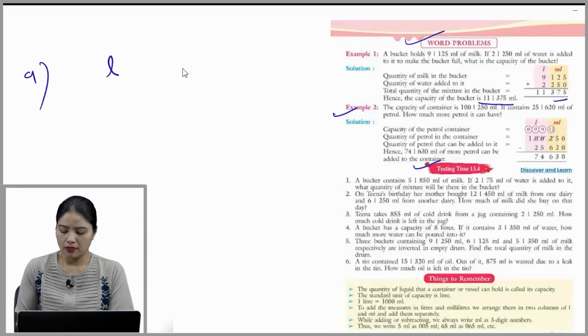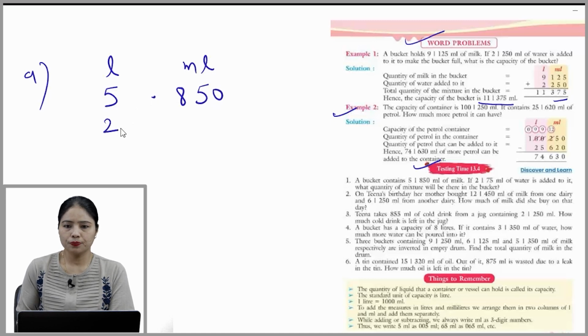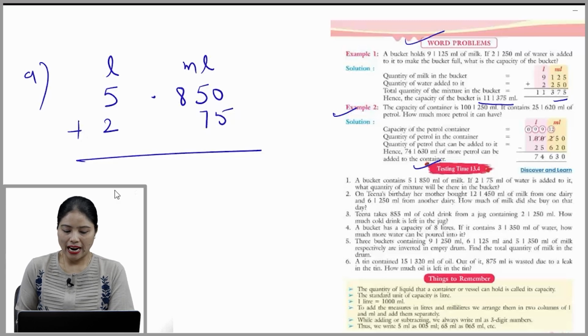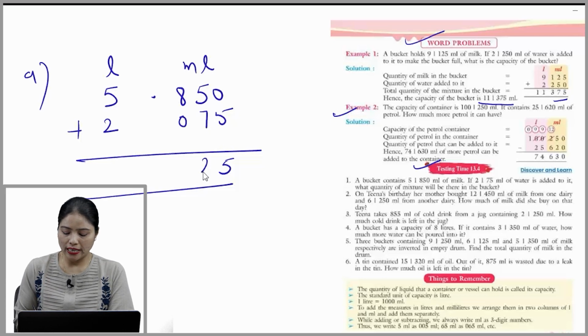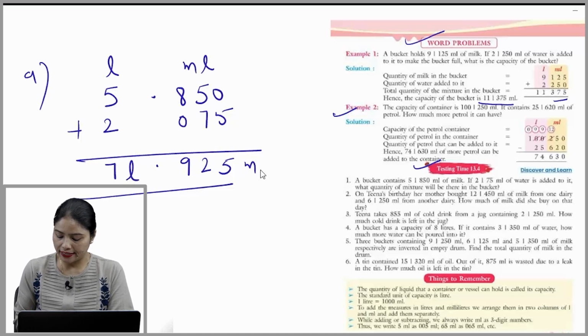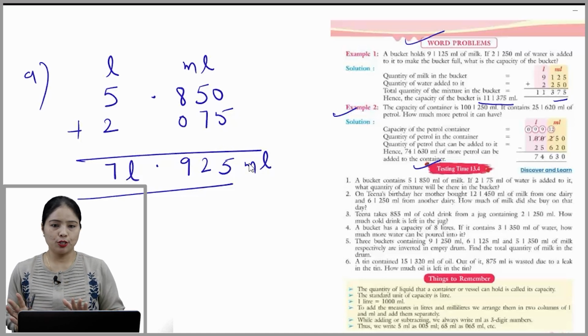This is liter, milliliter, 5, 850. Here it is 2, 75. So now add both the numbers. What does it become? 5, we just write 0 over here. 7 and 5, how much is that? 7, 8, 9, 10, 11, 12. 12, 2 carry 1. 8 and 1 is 9. Then 5 and 2 is 7. So 7 liter 925 milliliter is the answer of that particular one, beta.